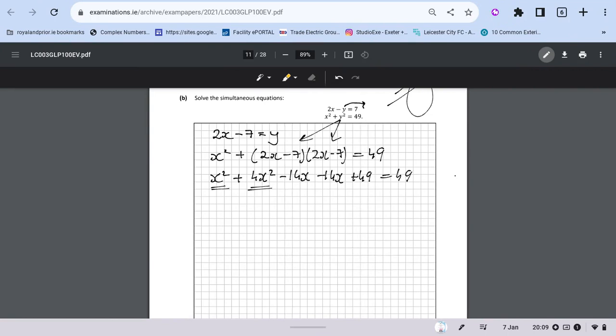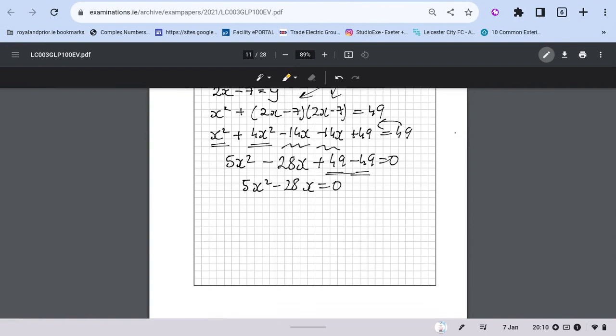And then just tidy it up. I'm going to bring across that other 49, and you see they actually just cancel. Now, I'm thinking of my class here. I would tell them to do the minus b formula here. Other people, you might think about taking out the common factor, keeps it a bit easier, but we'll work with the minus b formula here. So my a is 5, b is minus 28, c is 0.